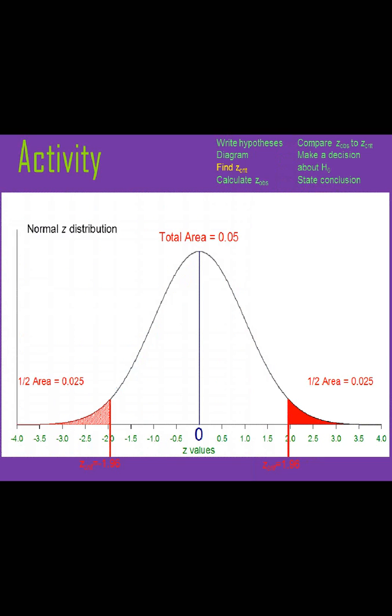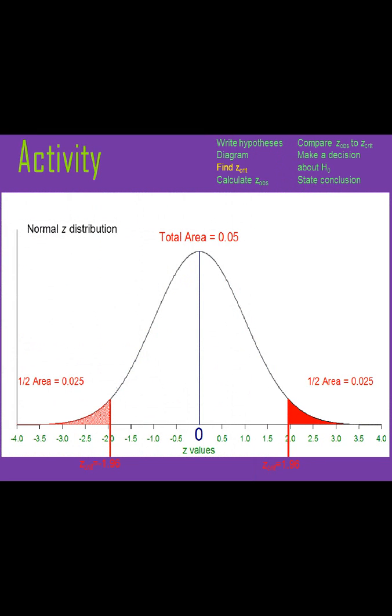So now we can change our graph and update it a bit, and we can have our z critical, which is going to make your eyes bleed, but it says negative 1.96 and positive 1.96. So we've got to update it a bit now.